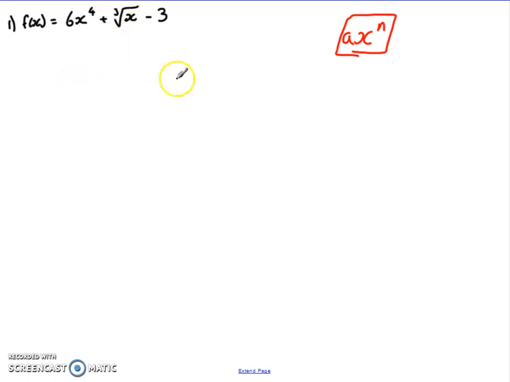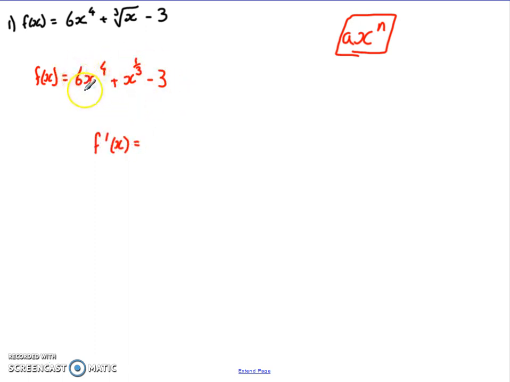The cube root of x we have to change. So we have to rewrite this as f of x equals 6x to the 4 plus, now cube root of x we have to write in the form x to the power of a third, and then take away 3. Once we've got it written like this, then we can take our derivative. Then we can just do it term by term. So we can say, fine, f dashed of x equals, and remember the stages.